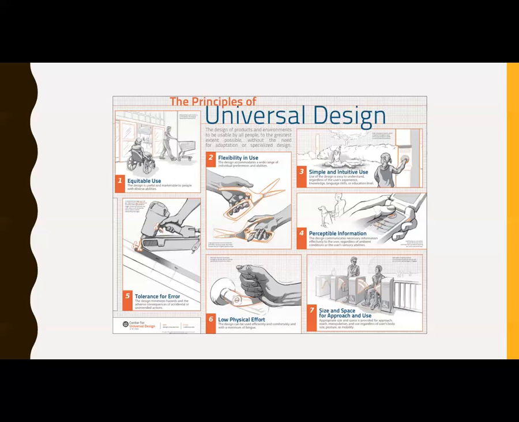Simple and intuitive, so we're not going to make anything more complex than it needs to be in the design of this object or this interface or this way to get from point A to point B. Perceptible information, so everyone should know how to get from that point A to that point B, again, whether that would be taking an elevator to get from the ground floor to the top floor, or using this device with a different hand can also result in the same interactions that you would have if you're using it with a different hand.